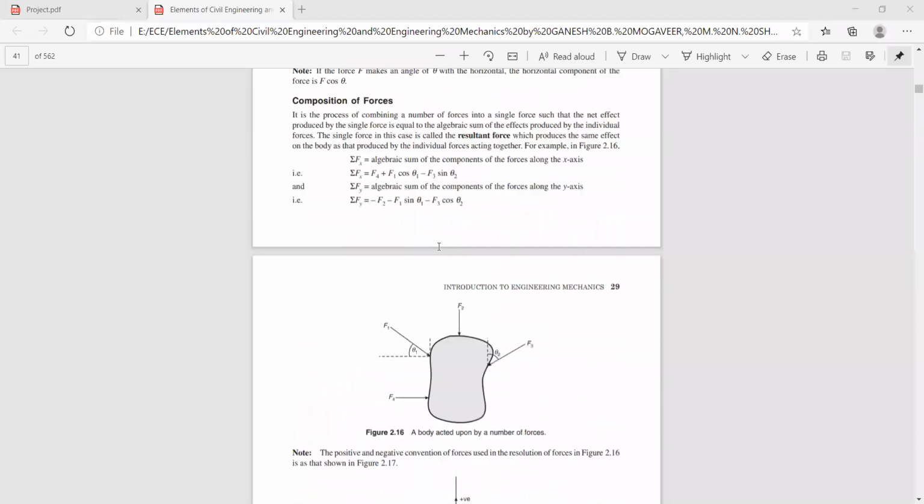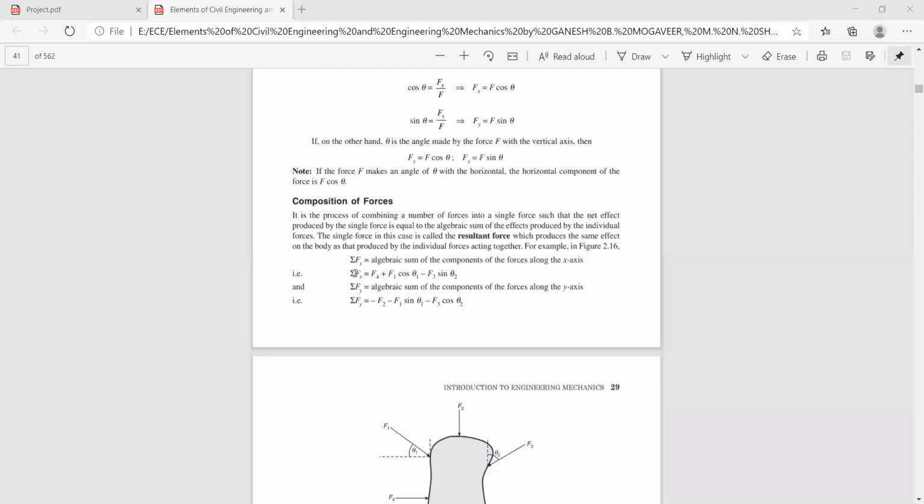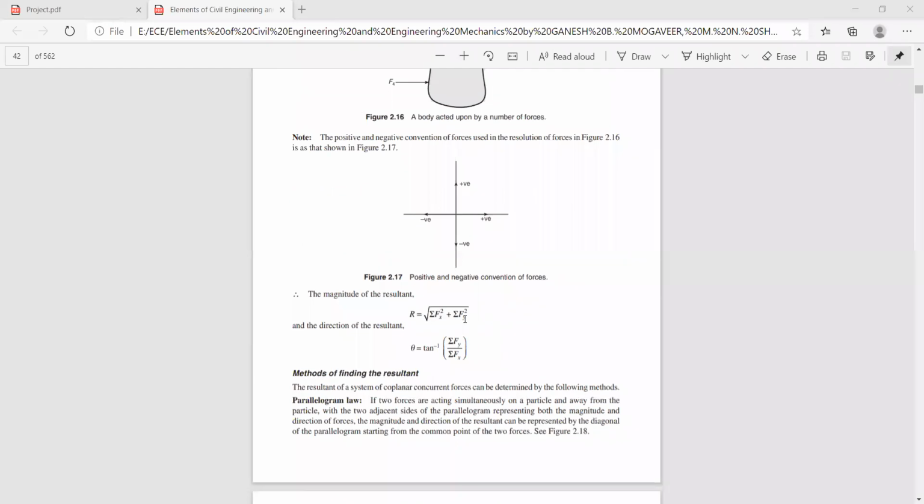So in this case, we have calculated the value of sigma f of x and sigma f of y. Thereby, you can find out the combined effect of the resultant by using this expression: R is equal to square root of sigma f of x square plus sigma f of y square, and this will give the magnitude of the resultant. But we also need the direction of the resultant.